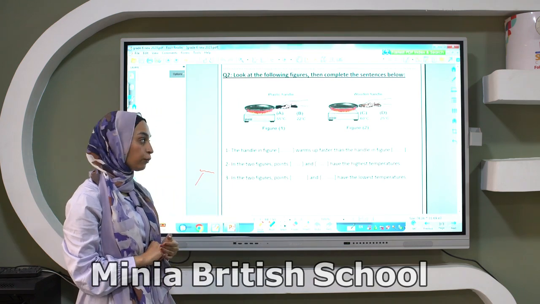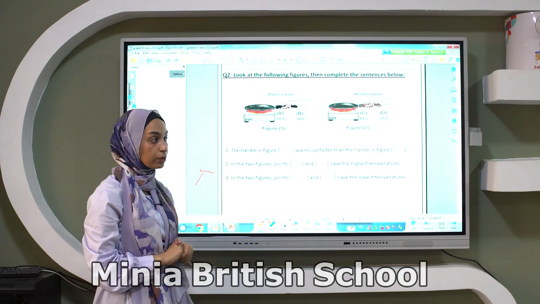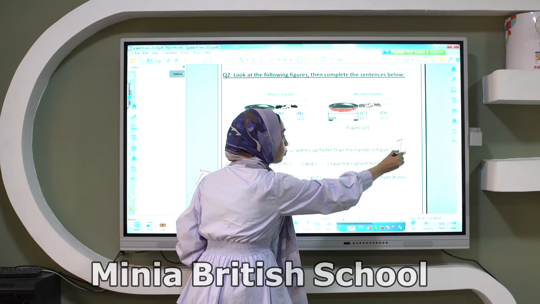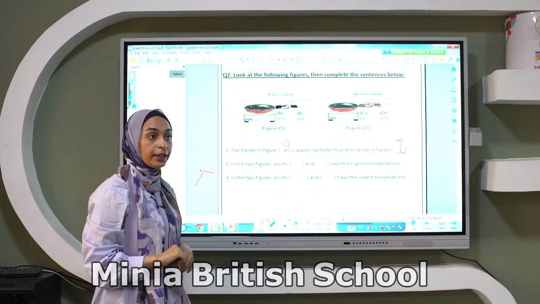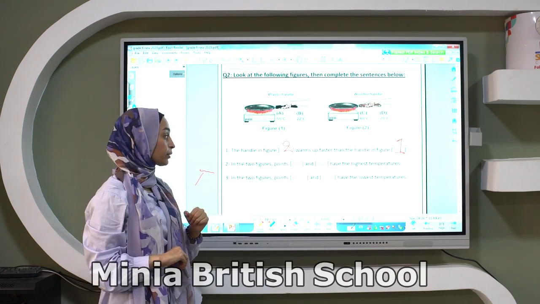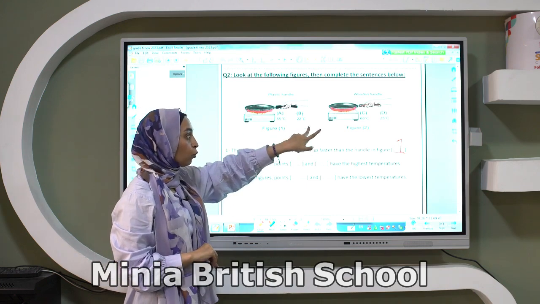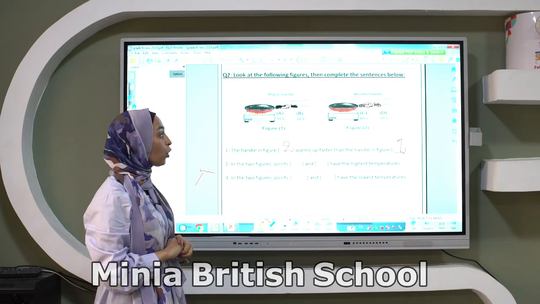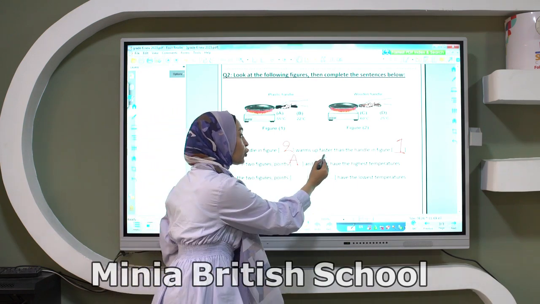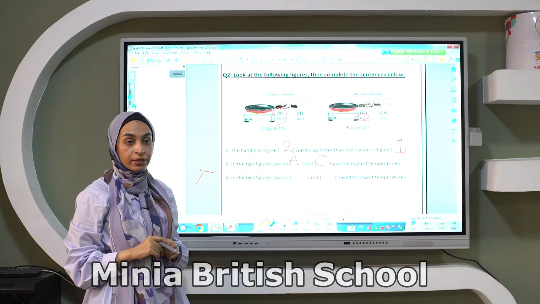Let's answer the questions on the figure. The handle in which figure warms up faster than the handle in which figure? Of course, figure 2 warms faster than figure 1 because 2 is a wooden handle and wood warms faster than plastic. Number 2, in the 2 figures, which points have the highest temperature? A, which is 55, and C, which is 60 degrees Celsius. They are the points that have the highest temperature.